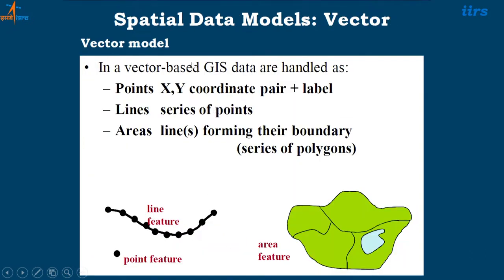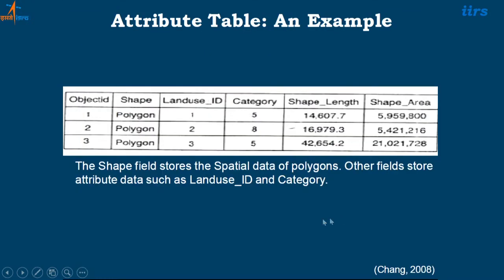Now if we talk about the vector data model, in a vector data model we have 3 entities. One is the point, second is the line, and third is the area. So a point is basically x and y coordinate pairs plus one label. Similarly we have lines, which are a series of points plus a label. Area is the lines forming their boundaries, a series of polygons like this. So you can see here this is one point feature. Similarly we have a line feature here, and we have this area feature also here. So it is basically a polygon.